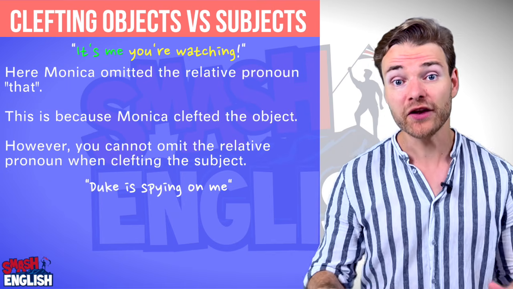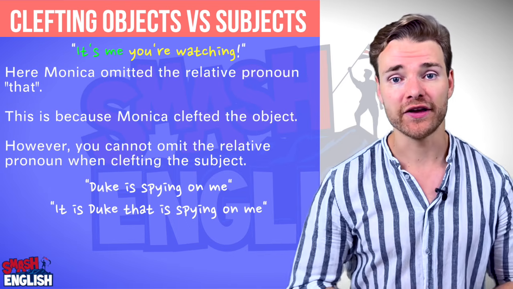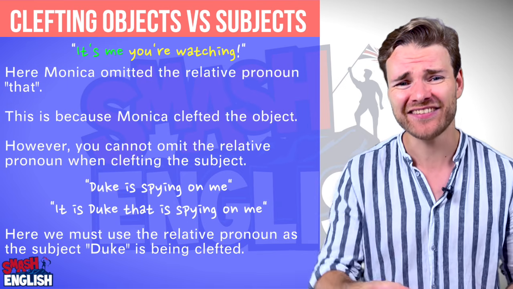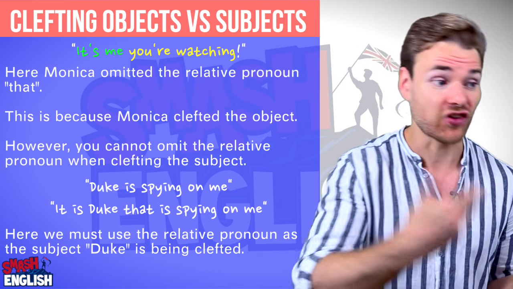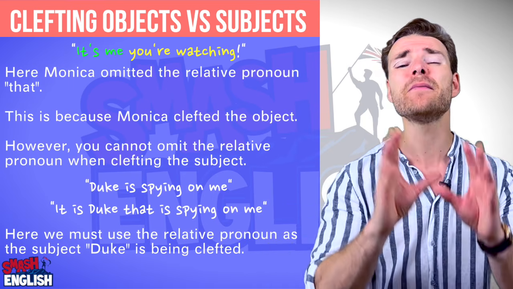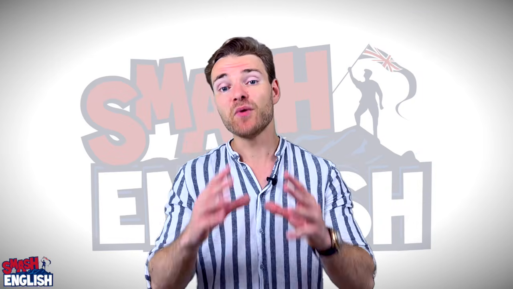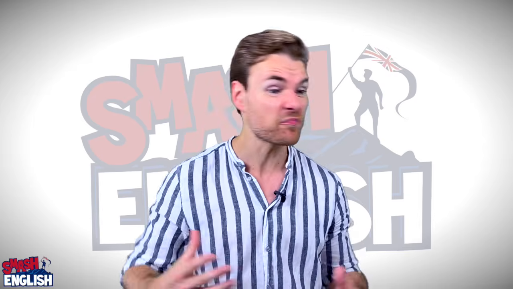"Duke is spying on me" would become "it is Duke that is spying on me," because Duke is the subject. We cannot say "it is Duke is spying on me." No, because Duke is the subject, and if we cleft the subject, we must include the relative pronoun. Let us take a look at some more examples, and you decide whether we need to include the relative pronoun or not.